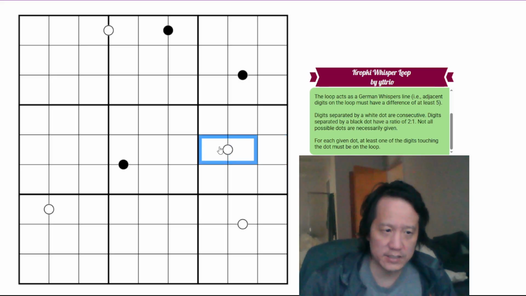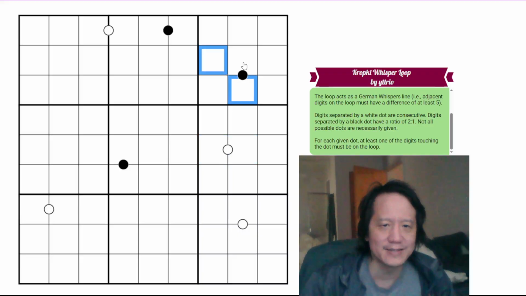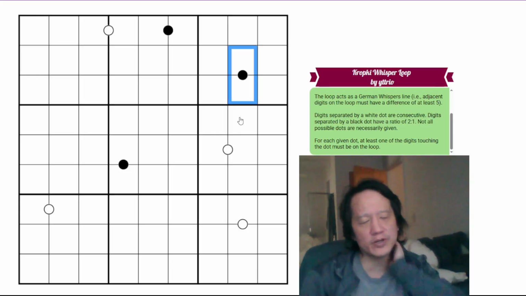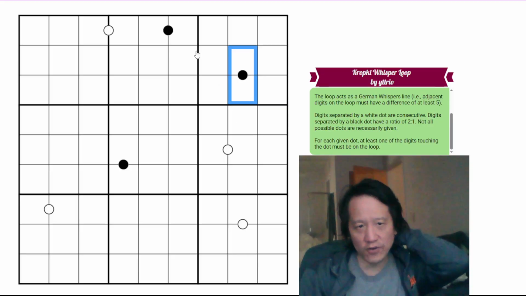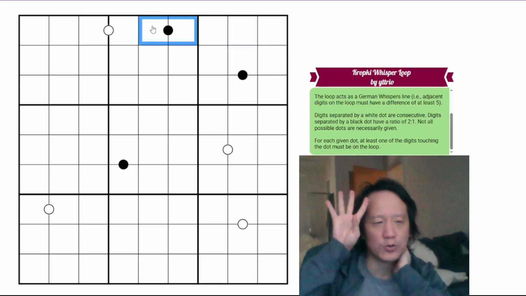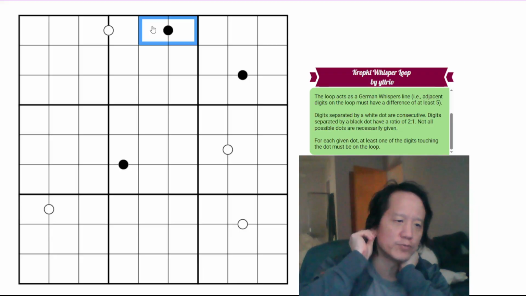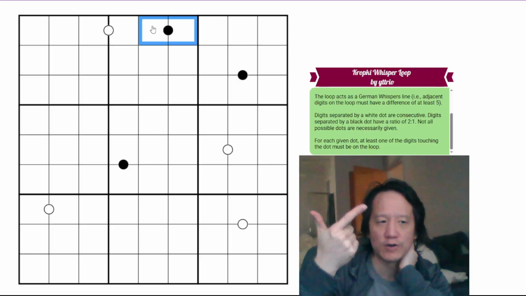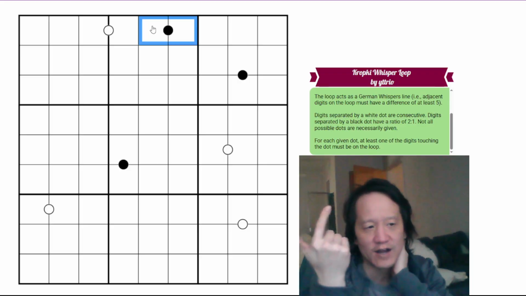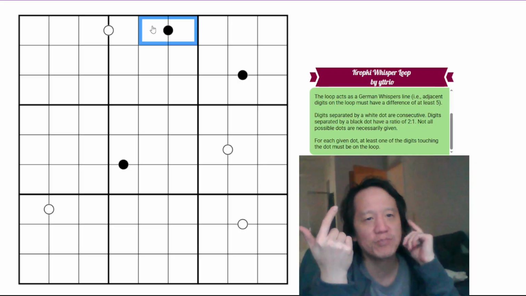For white dots, they cannot be consecutive. Actually, for black dots, they can't be consecutive either. Because if you have black dots, there's a difference of at most 4 between them, right? Because the biggest difference between digits with a 1 to 2 ratio is 4 and 8. 5 and 10 is 5, but 10 is not a digit.